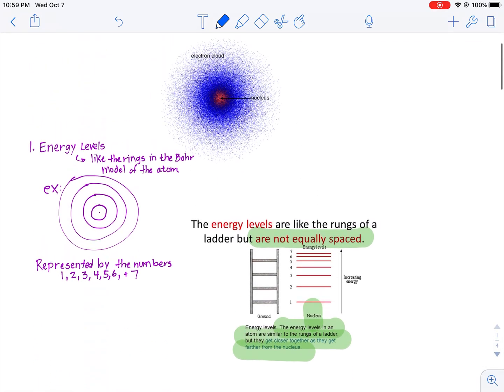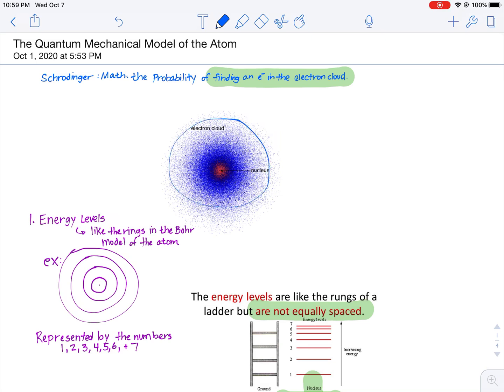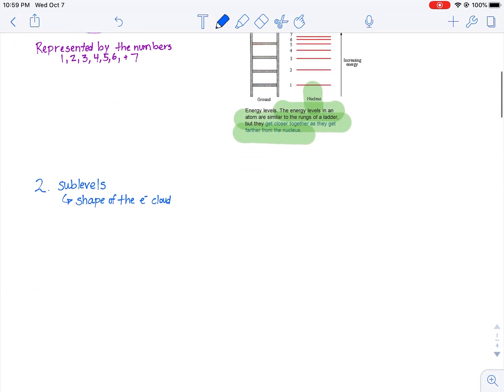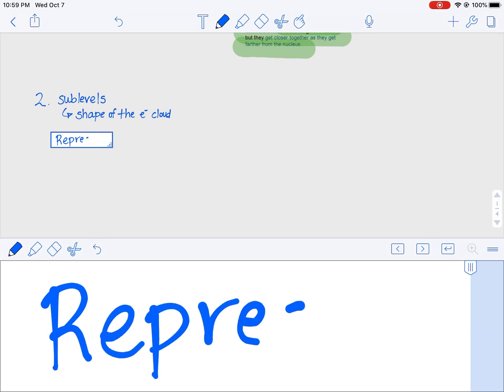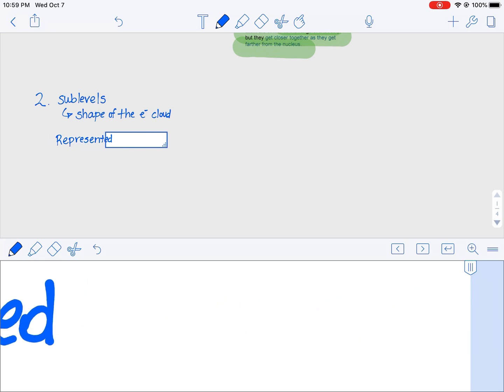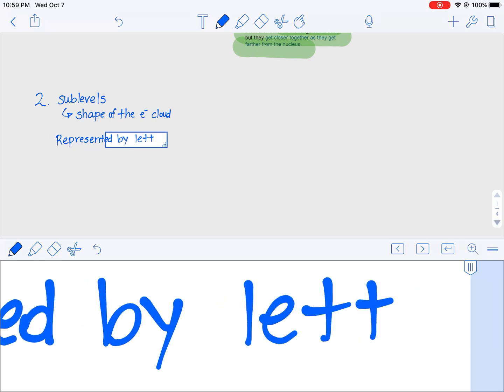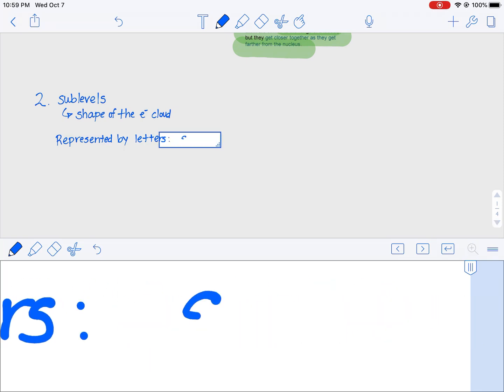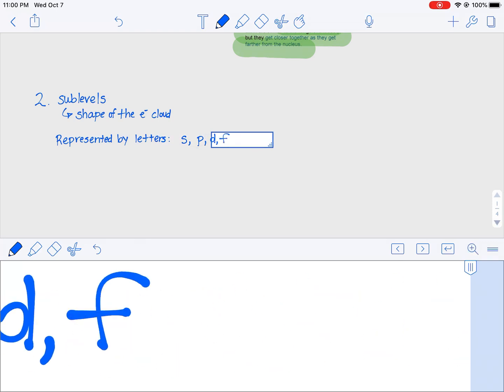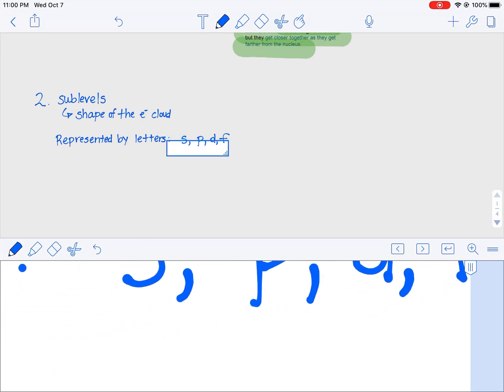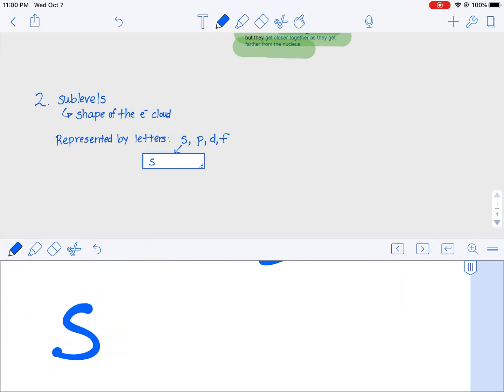Now, as you research images of this quantum mechanical model, they'll all eventually come back to looking like this. And I hope it makes sense in a little while. The atom is going to always look like a sphere at the end. All right. There are 4 possible shapes that are represented by letters. And they are the letters S, P, D, and F. S stands for sphere, because again, we're describing the shape of the cloud.